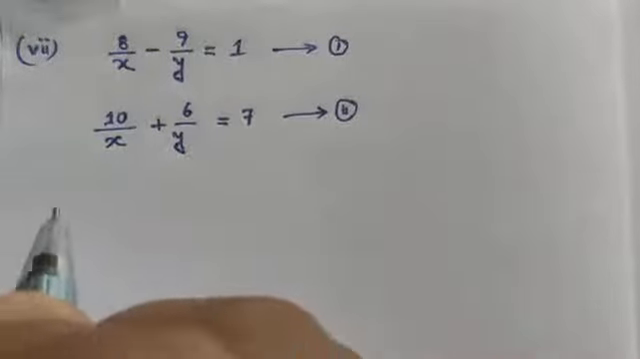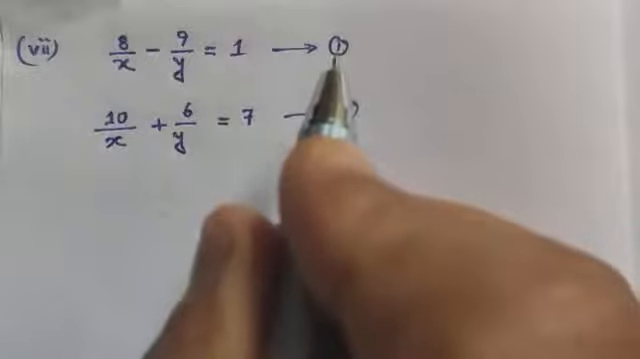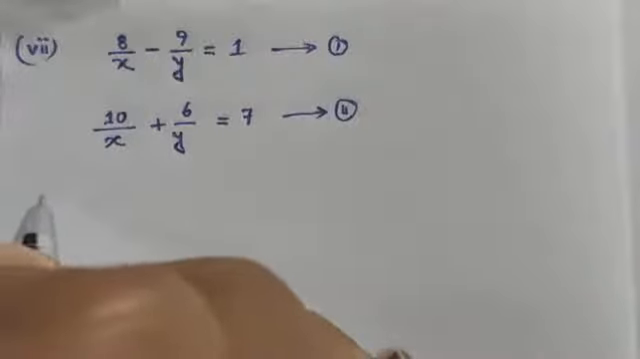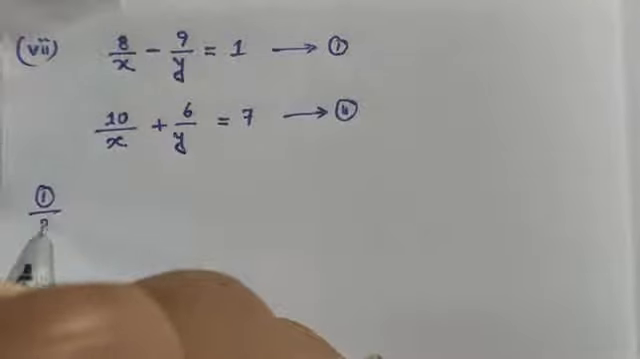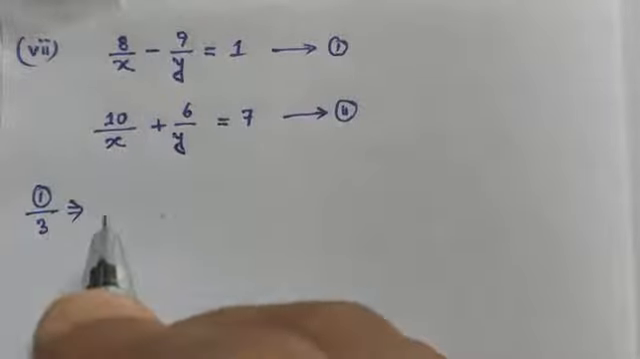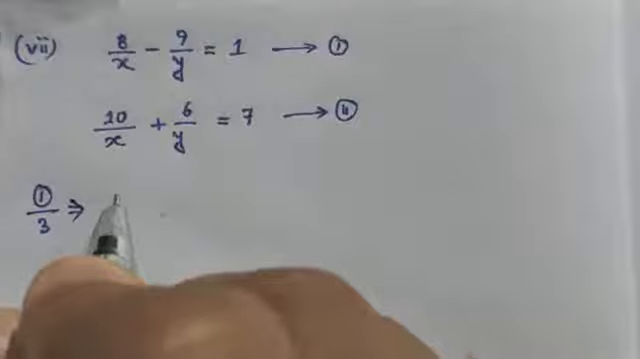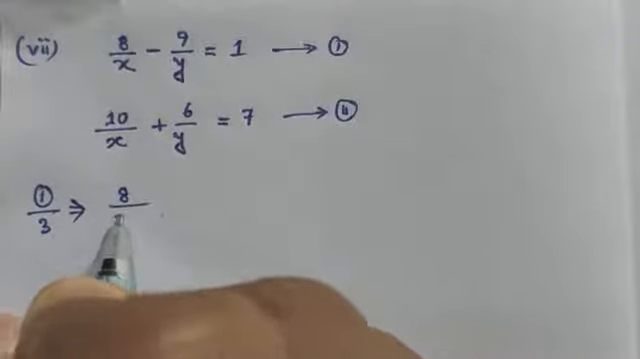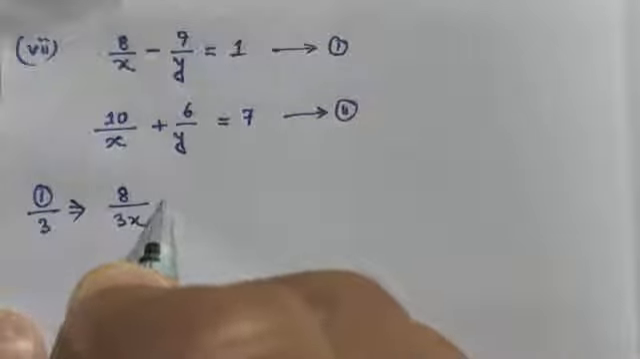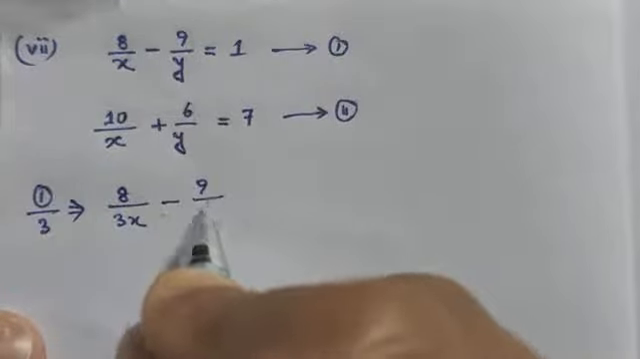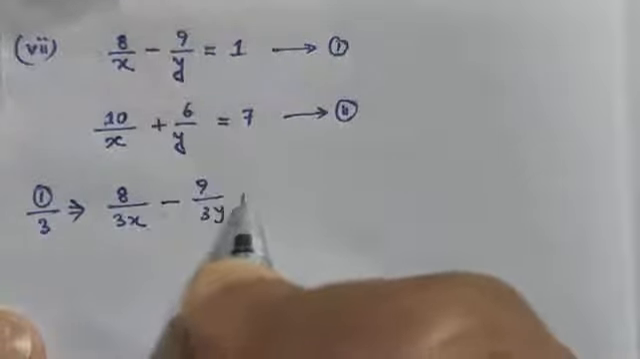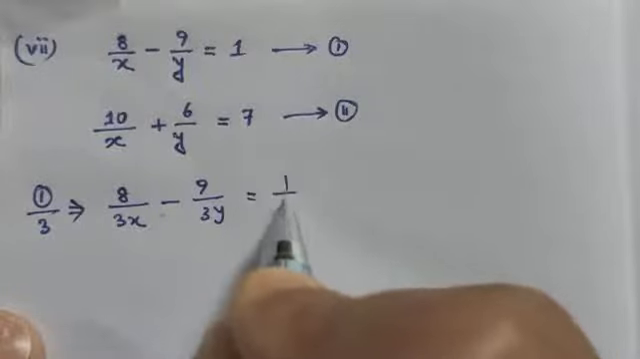So let's begin. Equation 1 is to be divided by 3. So what to do and how to do it? Equation 1 is to be divided by 3. So what will we get? 8 by 3x minus, if you divide it then it will be 9 by 3y is equal to 1 by 3.